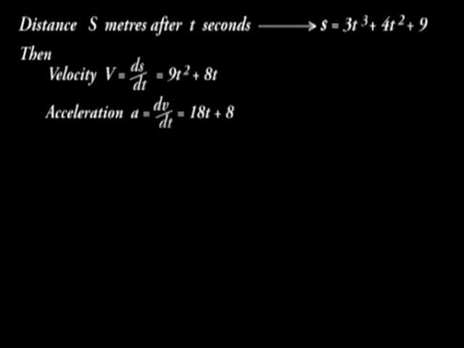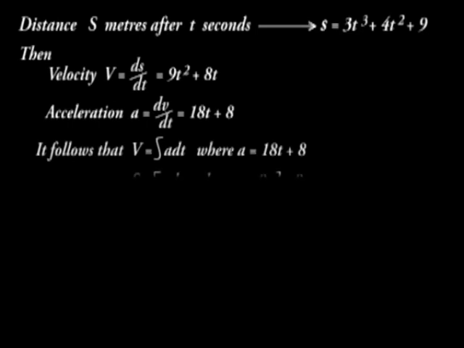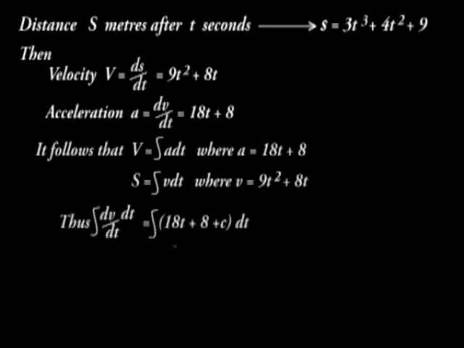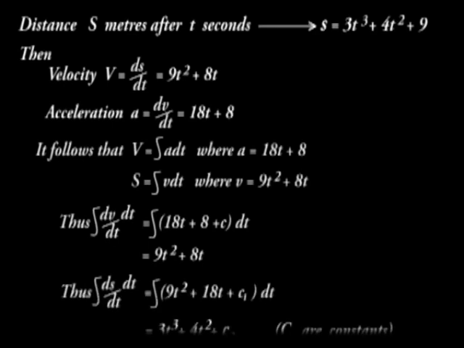It follows that v is the integral of acceleration, where a is 18t plus 8, and s is the integral of v, where v is 9t squared plus 8t. Thus, the integral of dv over dt with respect to t is equal to 9t squared plus 8t. The integral of ds over dt with respect to t is equal to 3t cubed plus 4t squared plus c2, where c are constants.